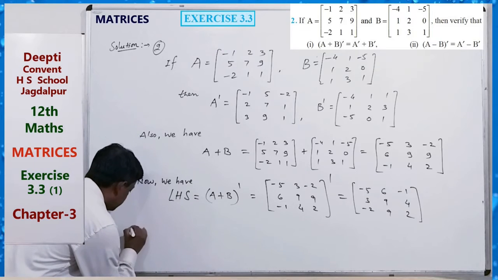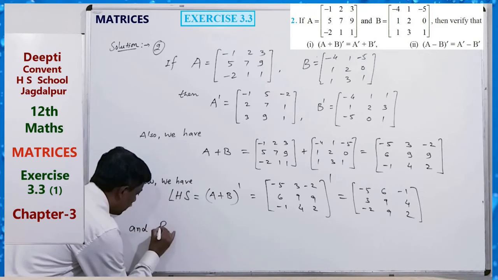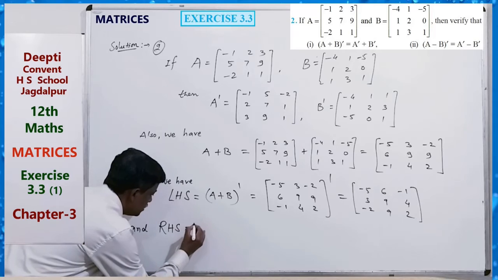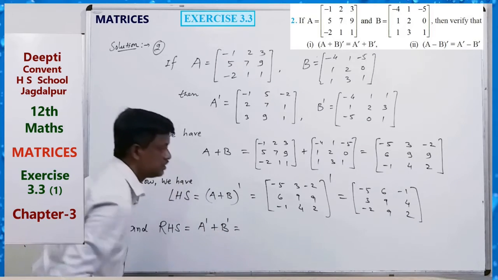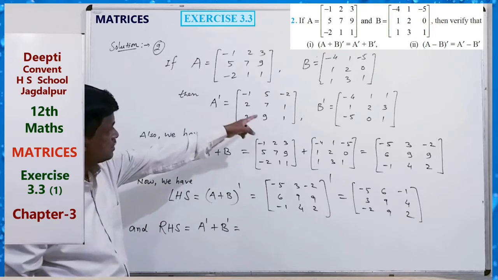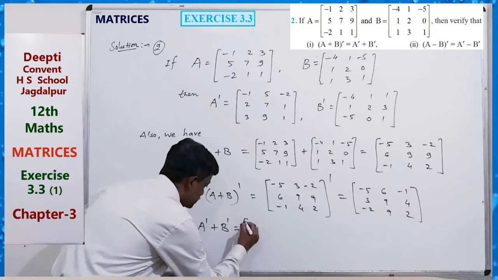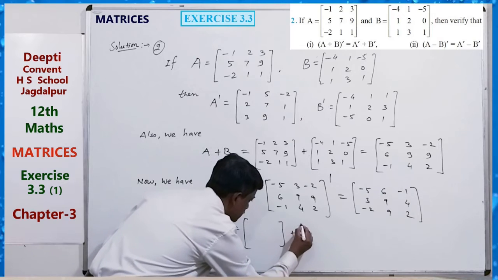Also, the right hand side is equal to what? A dash plus B dash. A dash is this, B dash is this. So A dash plus B dash.